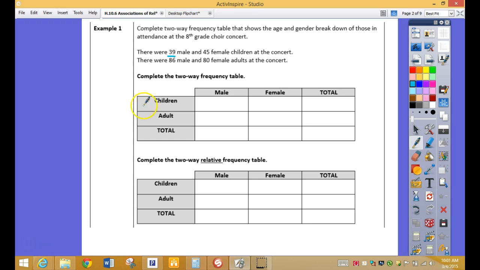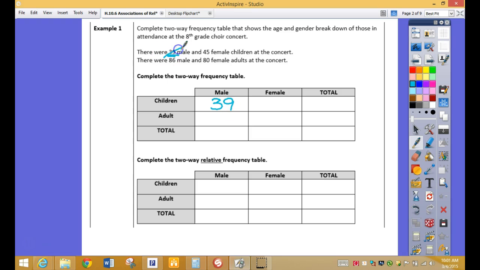Now remember, what are these called? These are called columns or rows? Rows. These are rows, these are columns. So what row, what column? Like this is row 1, 2, 3. This is column 1, 2, 3. So where do you want 39 to go? Row 1, column 1. Row 1, column 1 right here.